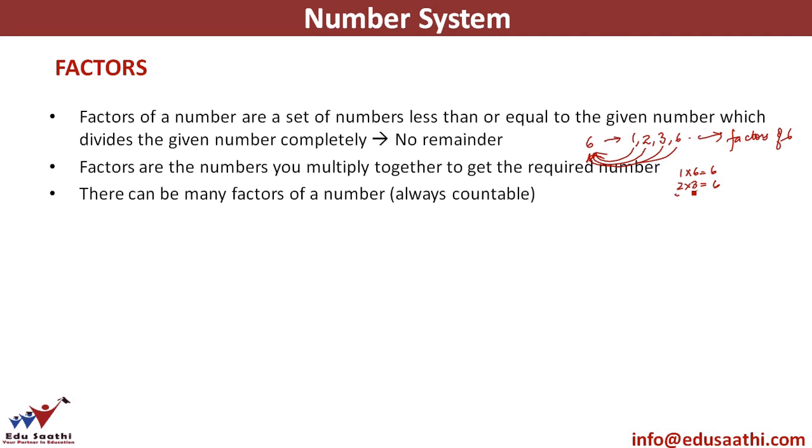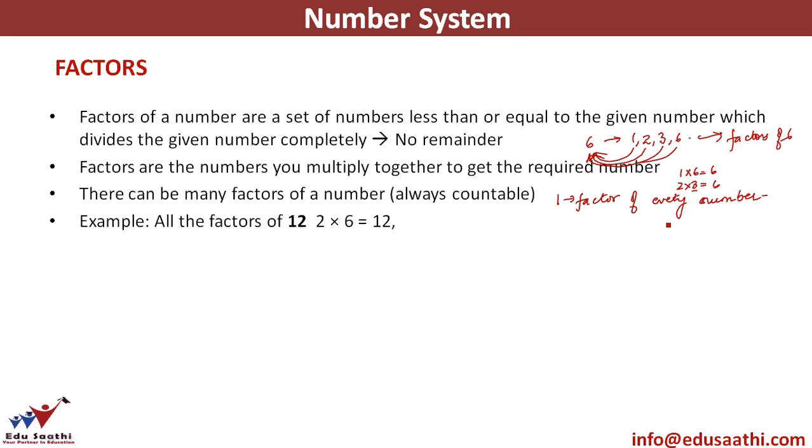The number of factors is always countable. You can always count the number of factors. The smallest factor would be 1. 1 is a factor of every number because every number is divisible by 1. Then n, the number itself, is the highest factor. All the other factors are between 1 and the number itself.